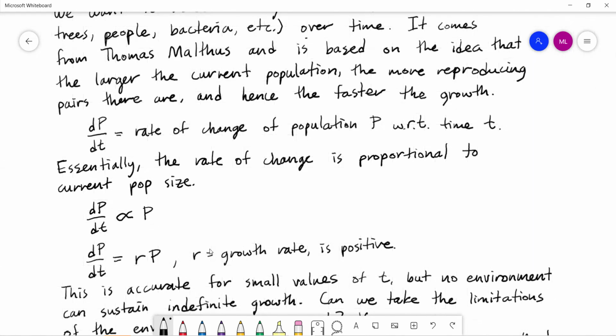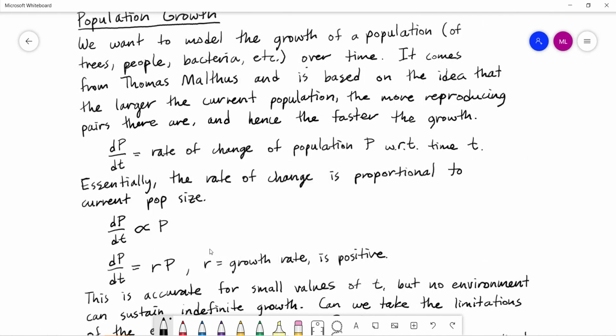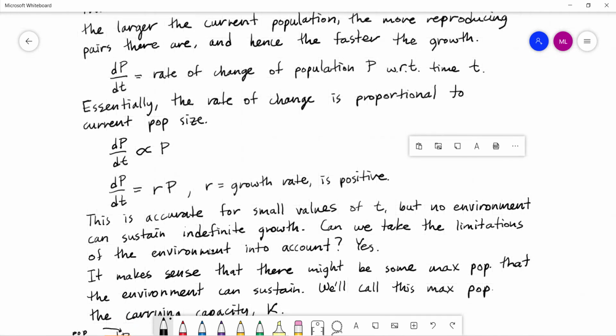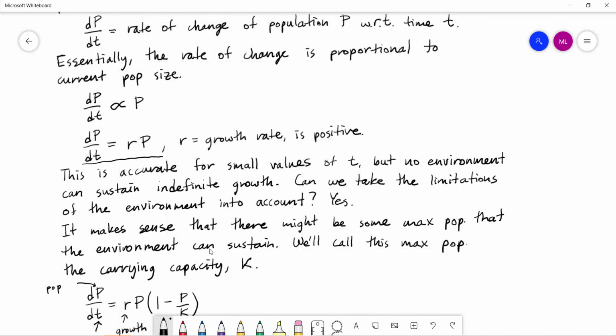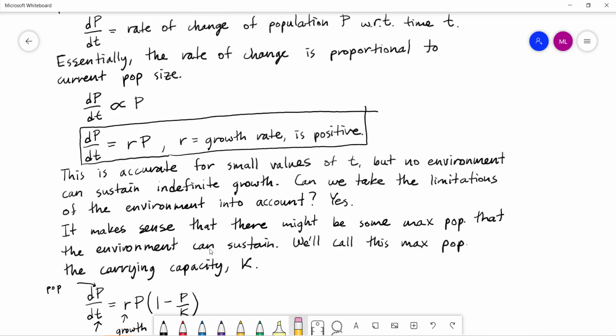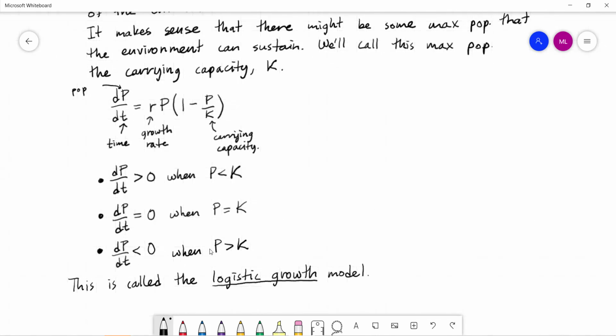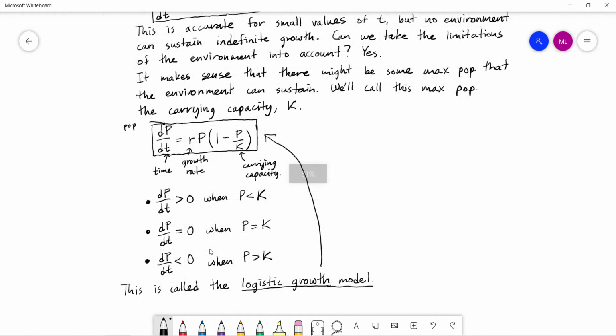And did I name this one up here? Maybe I never actually called it. Right here, this one is the Malthusian model. So here's our Malthusian model, and down here, with the same assumptions about R, R is still positive, but this is our logistic growth model. There we go. So it's more realistic.